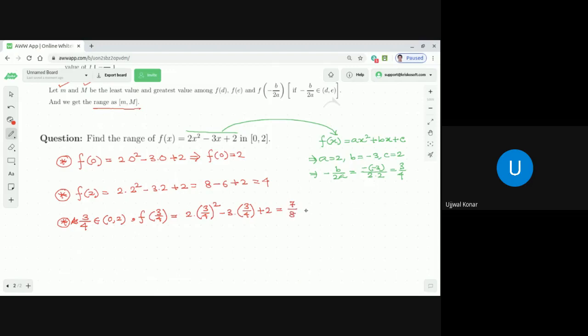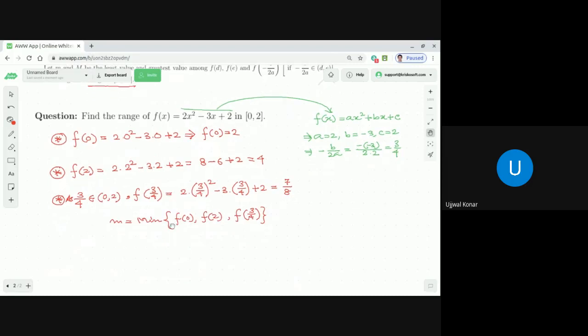Now, what is the minimum value? Minimum value m is nothing but the minimum among f0, f2, and f of 3 by 4. Correct or not? So what is the minimum among 2, 4, and 7 by 8? That is equal to 7 by 8.